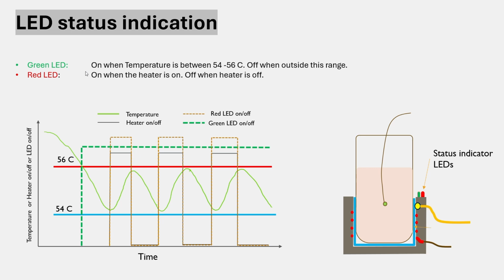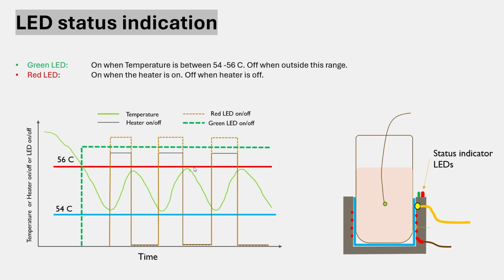Green LED is only to show whether your temperatures are in control or not. Okay, so when the green LED is on, that means the temperature is between 54 and 56. That's it. And it's off outside. So anytime it's outside, it's off. So you can follow this red dashed line here. The moment the green line gets inside 54 and 56, this green dash line goes on. And it's always on after that because it's always inside, right?